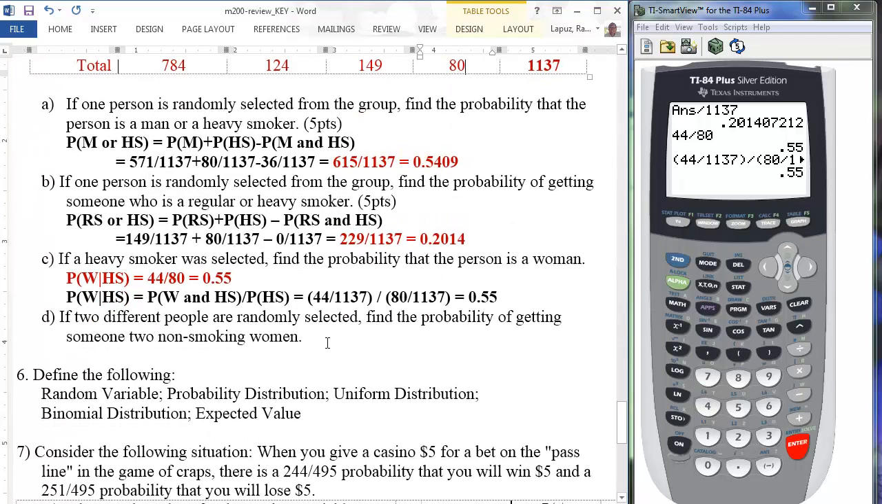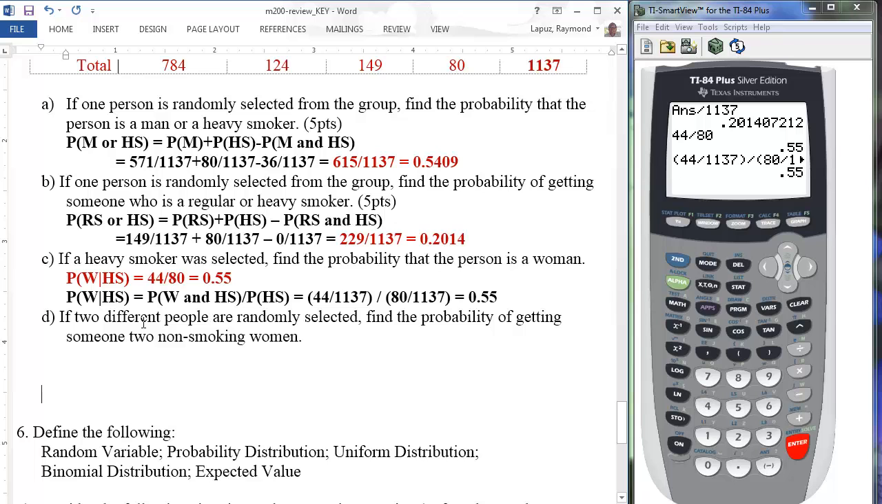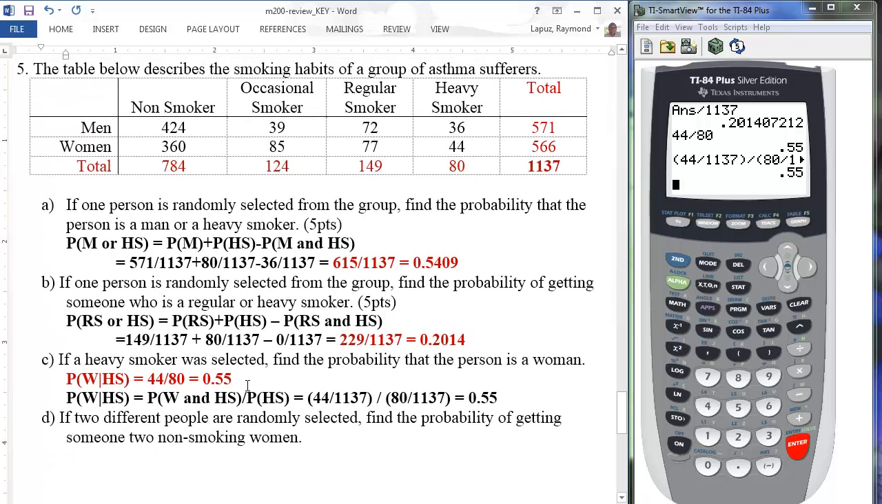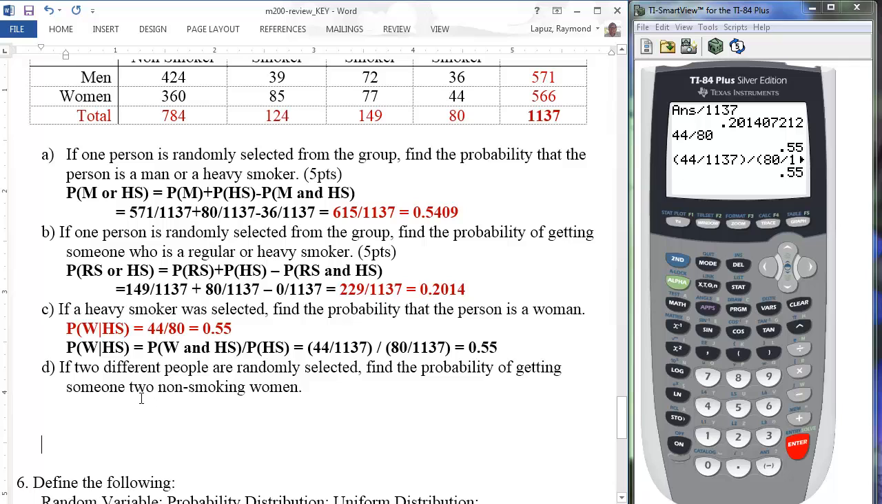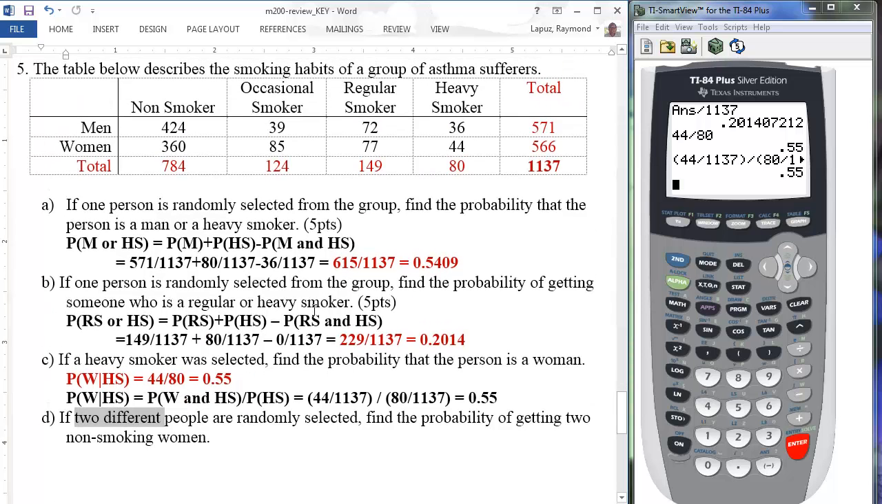Okay, now let's take a look at our last one. Two different people are randomly selected. Find the probability of getting someone who's, I suppose this should have been said, this should have been, find the probability of getting two non-smoking women. Now, if we're picking two different people here, we have to assume that we're picking a person and not replacing that person. So this would be an exercise in the multiplication rule without replacement, because you're selecting two different women.